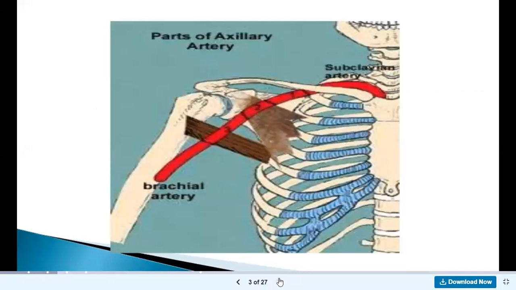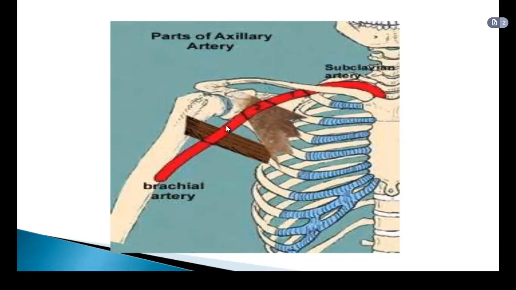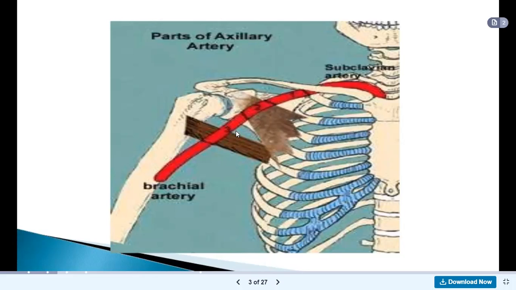So here you see your subclavian artery coming from the brachiocephalic trunk or from the aortic arch. And then once it crosses the first rib, it changes its name to the axillary artery. So here you have the axillary artery. And then we said that when it gets to the lower border of the teres major, it ends there, and then it becomes the brachial artery.